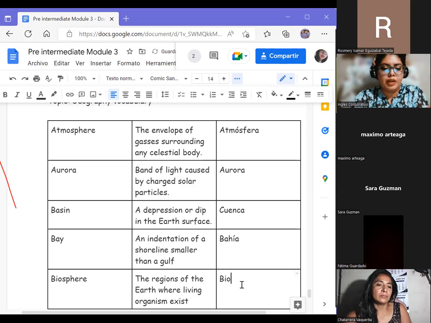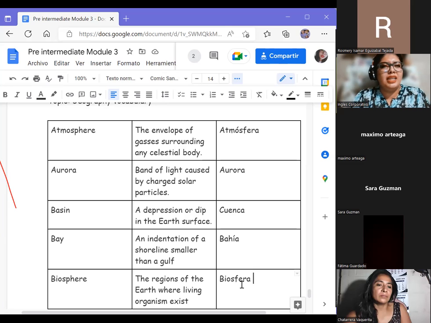So here we have just five words, and we are talking about the atmosphere, aurora, basin, and biosphere. So in that case, we are going to have a kind of long list in which we are going to see these words. And in some cases, we're not going to have very common words, because in this case, it's to learn new vocabulary that we can use when we are talking about geography or the earth.